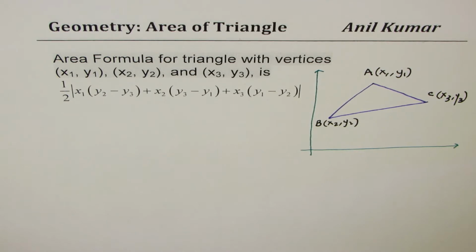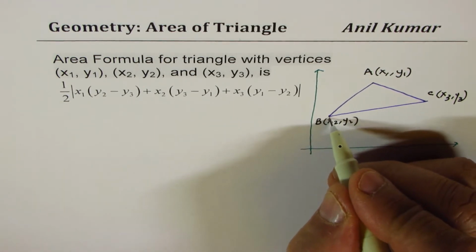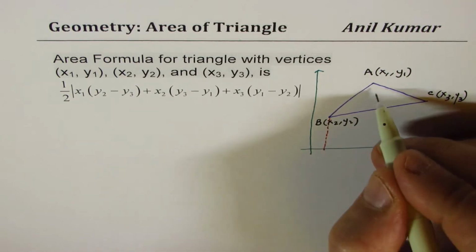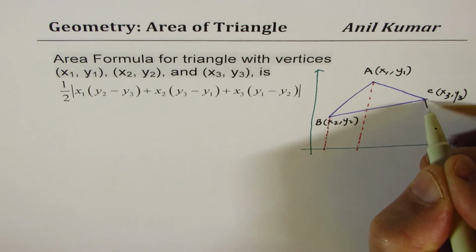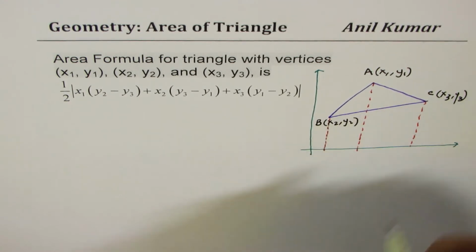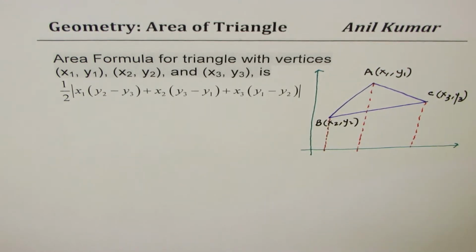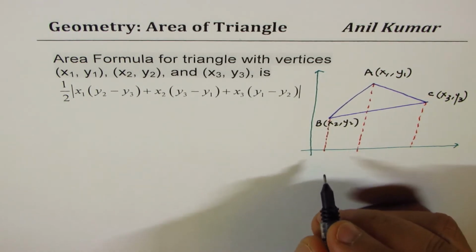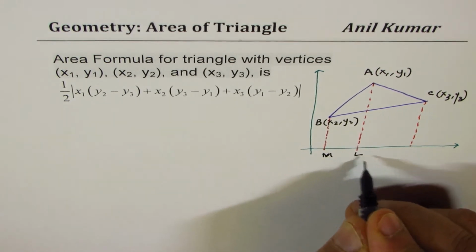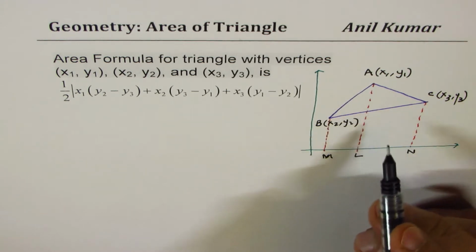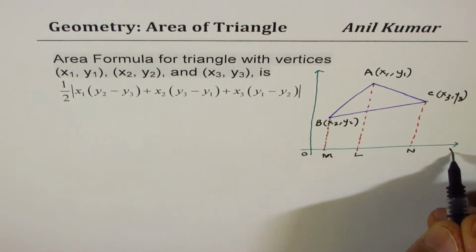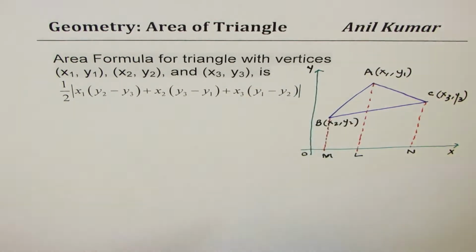Now we're going to drop these perpendiculars so that we form trapezoids, and we'll use the formula of area of a trapezoid to find the area of the triangle. Correct? Let us call these points M, L, and N. So now we got these points. We have everything. That is the coordinate plane XY, correct?